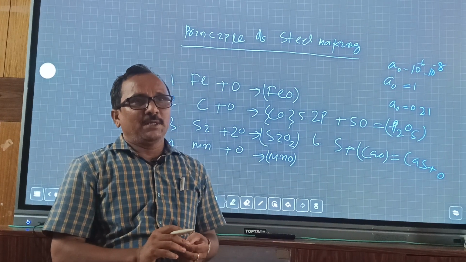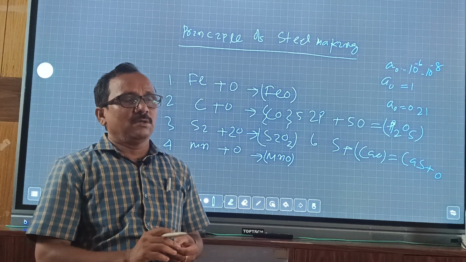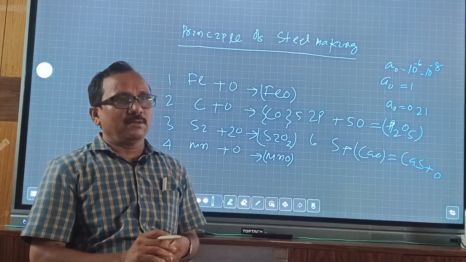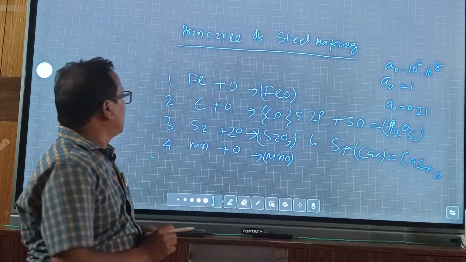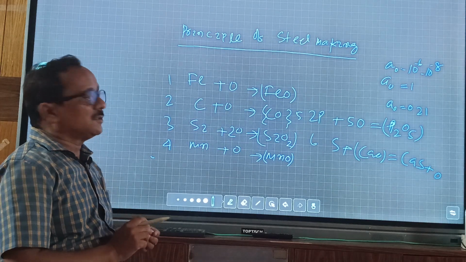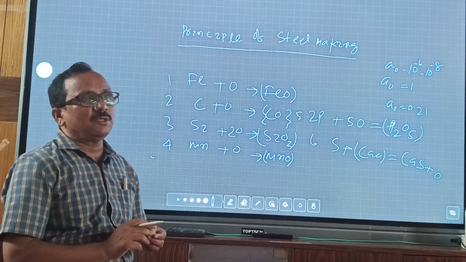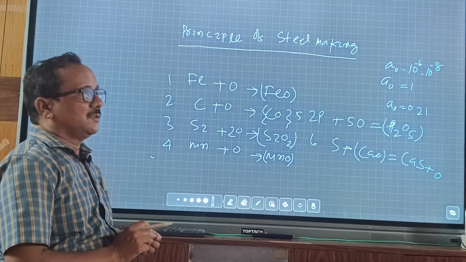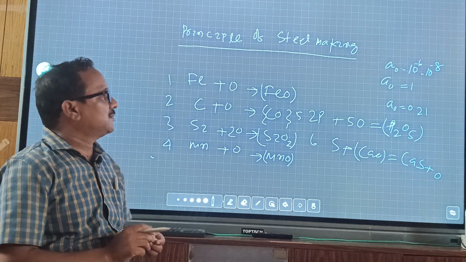So we make steels from pig iron. We will remove the impurities from the pig iron, such as iron, carbon, silicon, manganese, phosphorus, and sulfur. These are the impurities which are removed during the steel making process by different steel making processes.